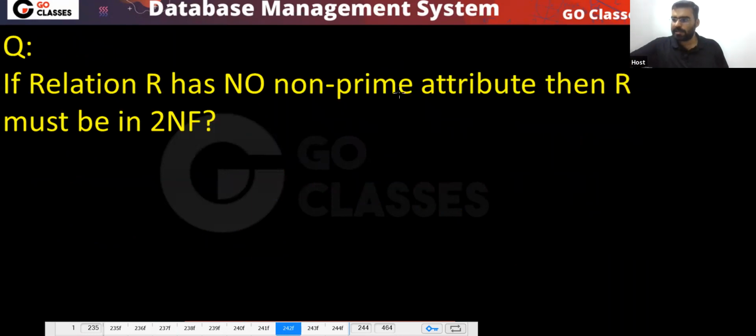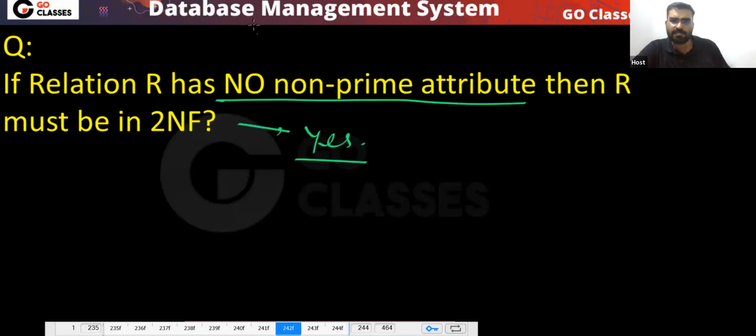Okay. Now tell me here. What about this one? If a relation has no non-prime attribute, can I say it is in 2NF? The answer is yes.